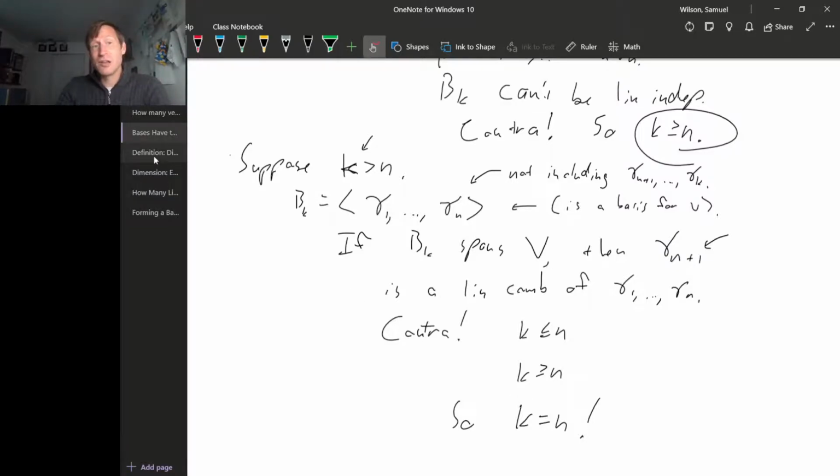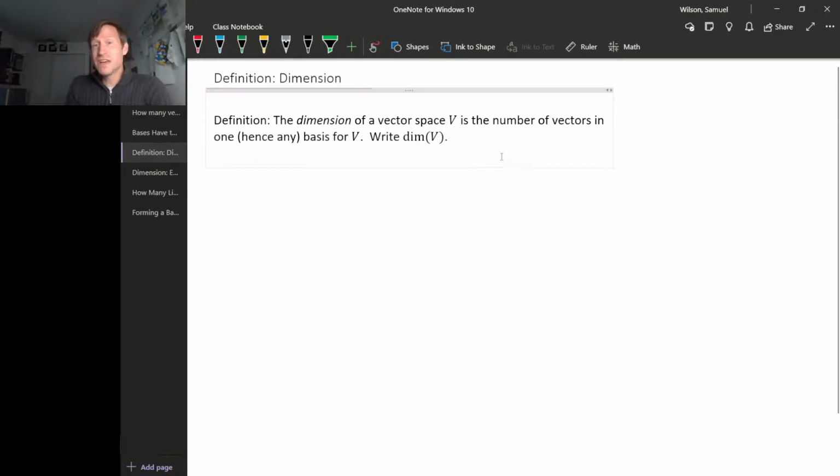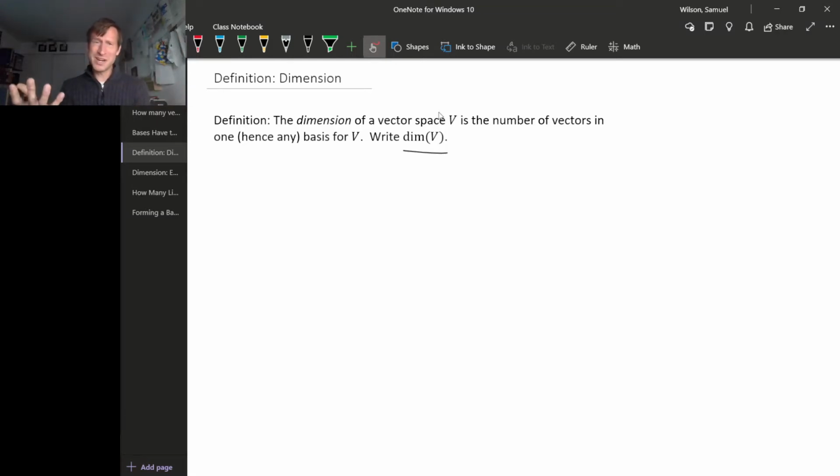And that lets us make the following definition. The dimension of a vector space is the number of vectors in one, and hence any, basis for V. And we'll write this using the notation dim V, of course meaning dimension. If we didn't know that every basis had the same number of vectors in it, this wouldn't be a well-defined thing. If it were possible to have one basis with 2 vectors and one basis with 3 vectors, would you want to call the dimension of that vector space 2 or 3? Well, we don't have to worry about that possibility because we know that every basis will have the same number of vectors in it.